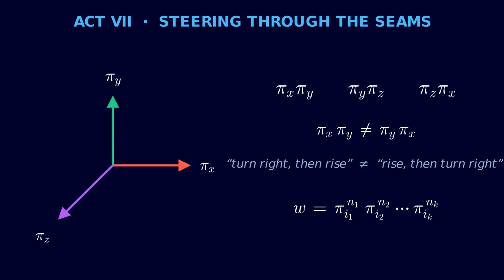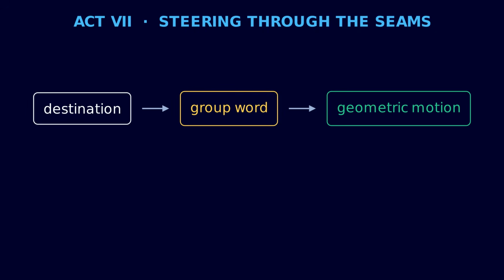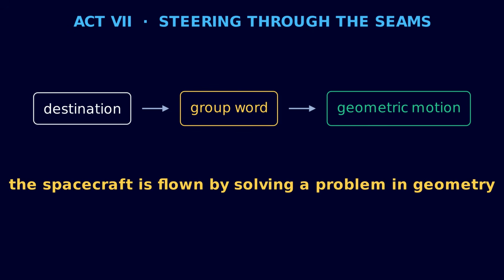A flight path becomes a word in the group. The pilot does not enter coordinates. A navigation computer searches for the group word that produces the required vacuum stress evolution. Destination to group word to geometric motion. The spacecraft is flown by solving a problem in geometry.